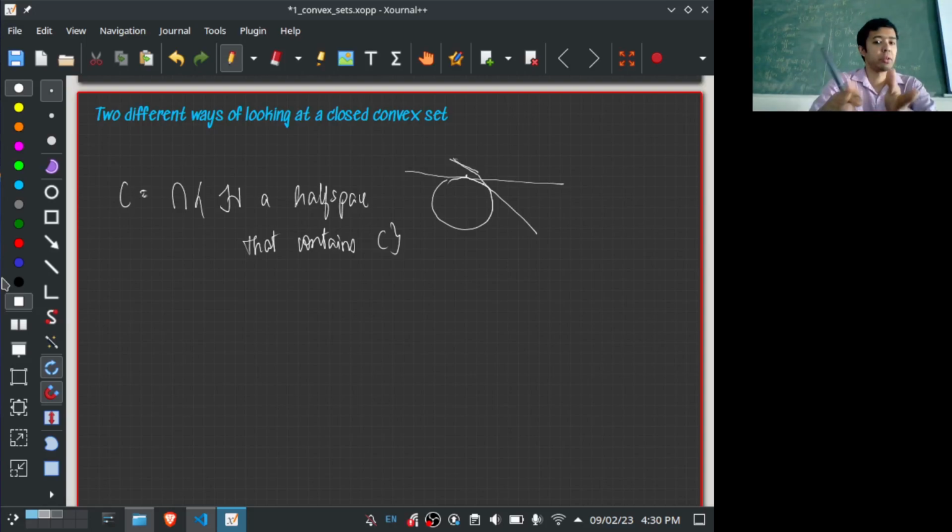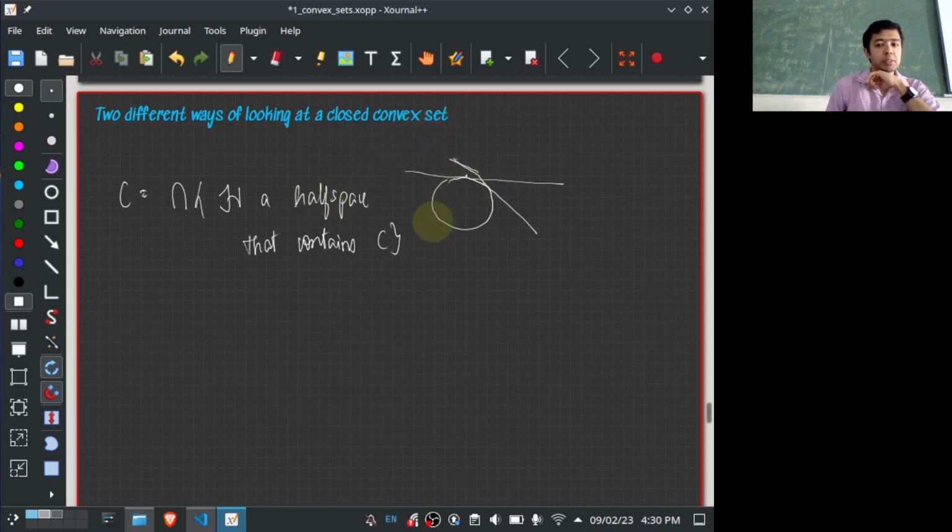Such an intersection cannot generate an open convex set. Right? So any closed convex set can be written as an intersection of infinitely many half spaces. That's one way of looking at it. If you take finitely many half spaces, then the intersection will be a polytope. Right? But that's how we defined a polytope, as an intersection of finitely many half spaces. Now there's a different way of looking at a convex set, and it is as the convex hull of some other set. Right?